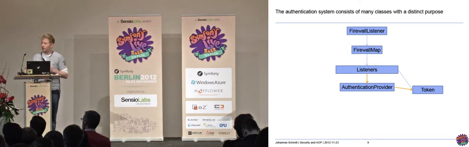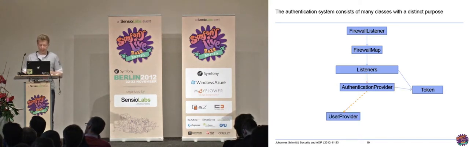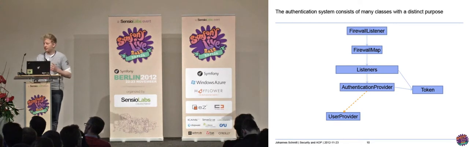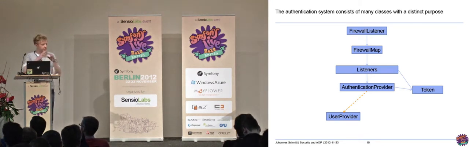The token is then handed over to an authentication provider, and that authentication provider basically verifies that the data which is contained in the token is valid. So, for example, it would be verifying that the user exists and the password is correct. And for that, it uses several different subclasses. That is, for example, the user provider, which loads information from a database, for example. In that case, a user object.